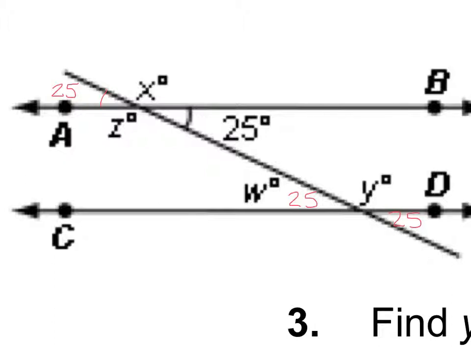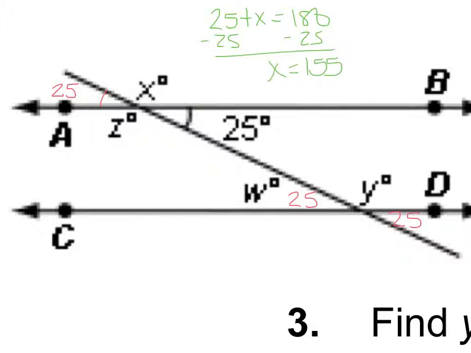To find my other angle, I know that 25 plus x has to add up to 180. So I'm going to subtract 25 from both sides, and I get that x equals 155. So my second angle measure here is 155 degrees. So the top right is 155. The bottom left is 155. The top left is 155. And the bottom right is 155.